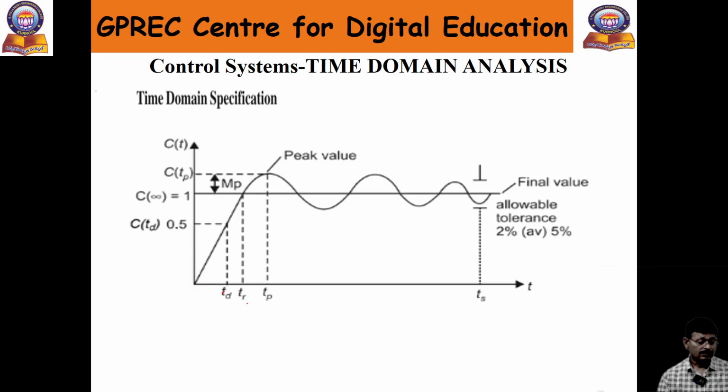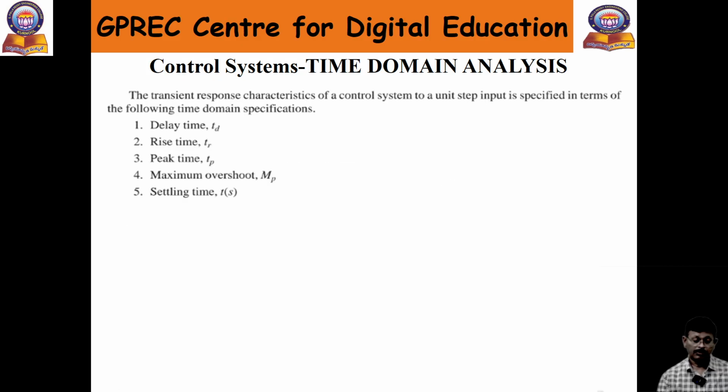So these are the time domain specifications. Next, we have to find the time domain specifications. So these are the time domain specifications: delay time, rise time, then peak time, maximum overshoot, settling time. So these are the time domain specifications of this second order system.